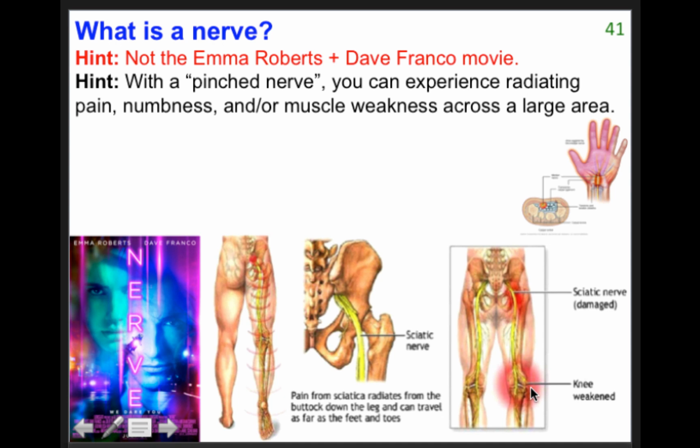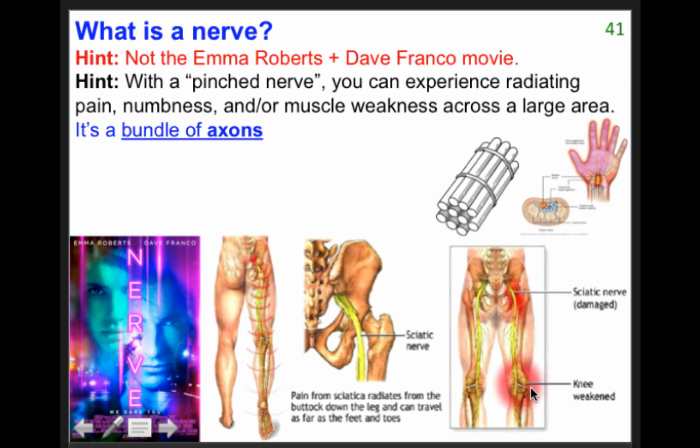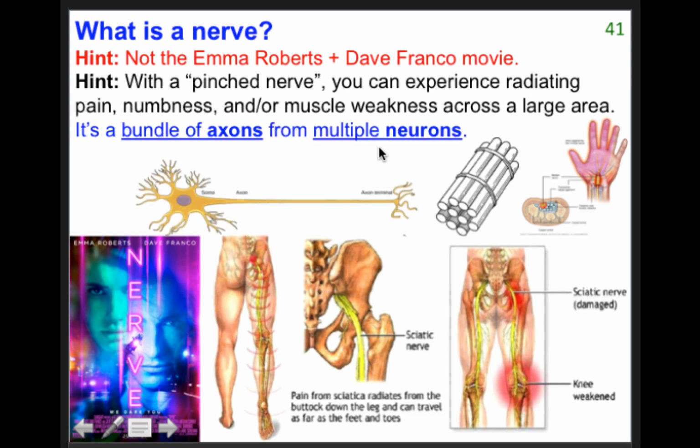All right, welcome back. So a nerve is actually a bundle of neuron axons. Those long parts that are sending action potentials across long distances are bundled together to make a stronger, rope-like structure that can handle a little bit of squeezing and damage. These axons come from multiple neuron cells, so many nerve cells are bundled together along the axons.